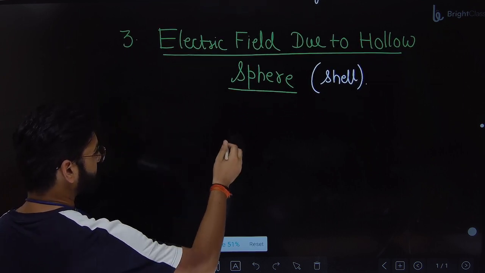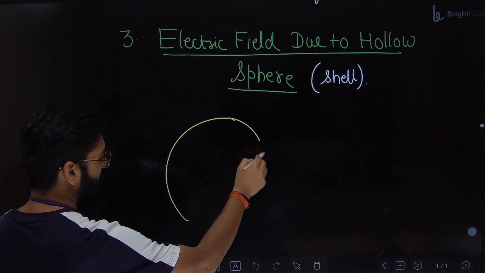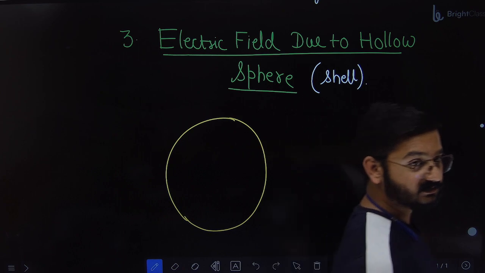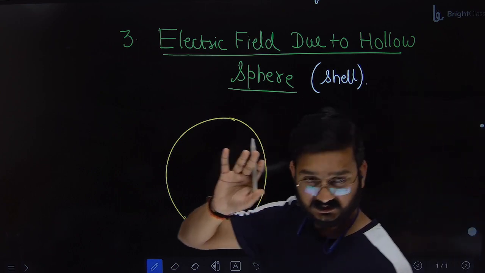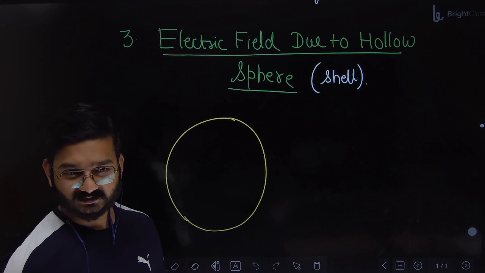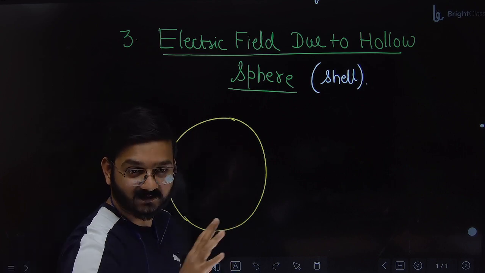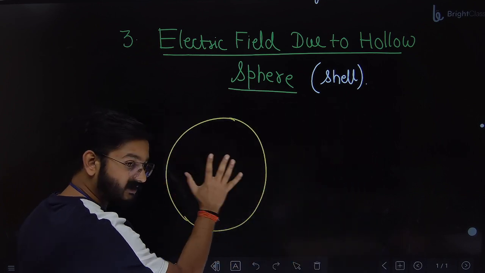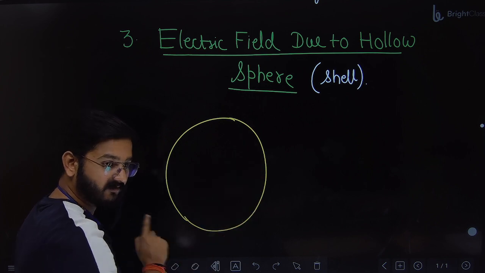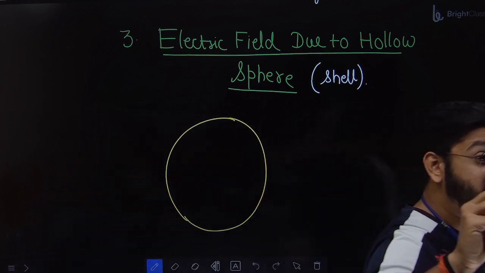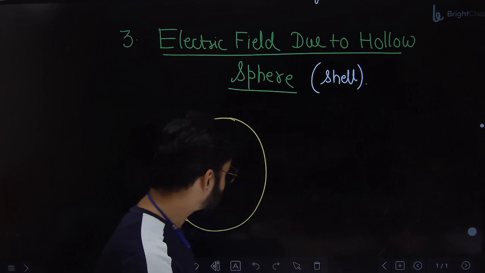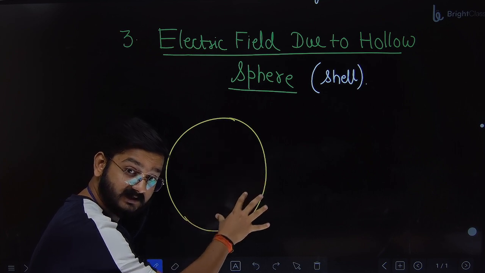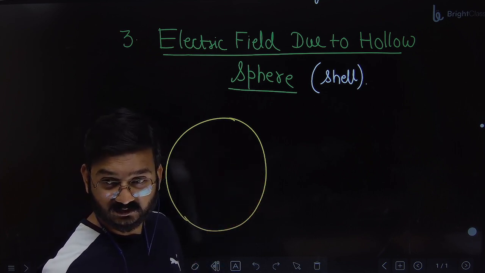So let's draw a shell. If it is hollow from inside, where will be the charge? If I charge it on the surface, obviously, right? Charge will not be hanging in the air. Obviously, it needs a surface to reside. If it is hollow from inside, the total charge will be on the surface. But if I say that it is solid, solid means there is a matter inside. So where will be the charge? Inside as well as on the surface.